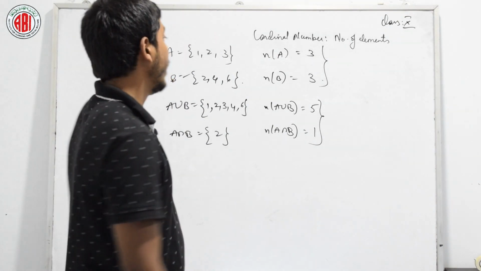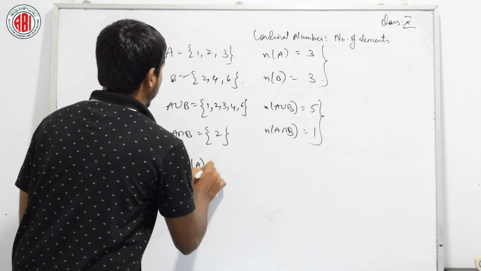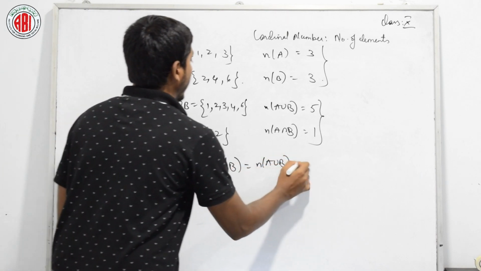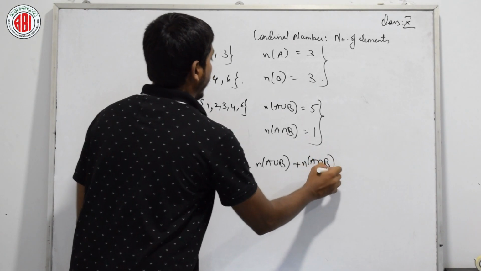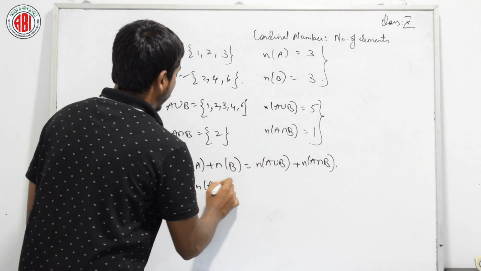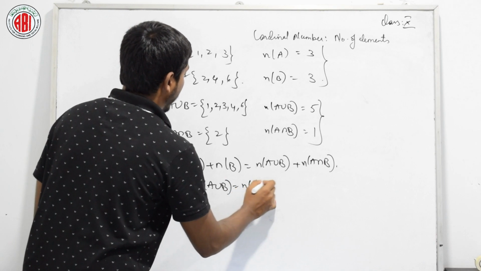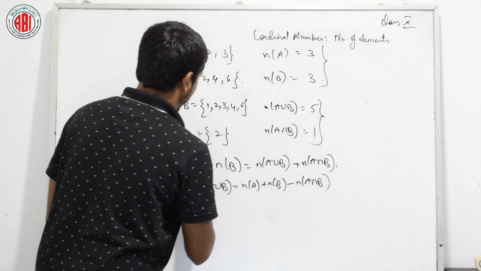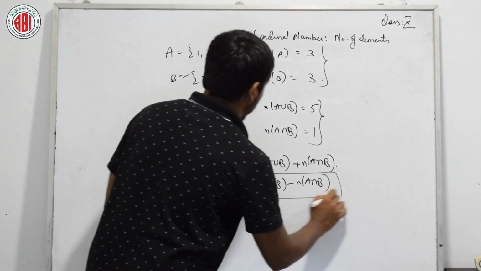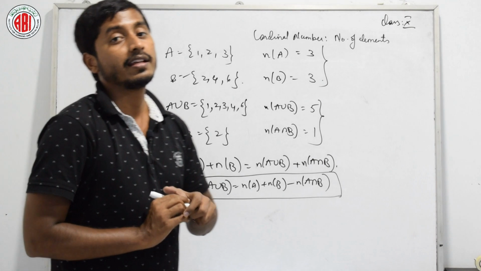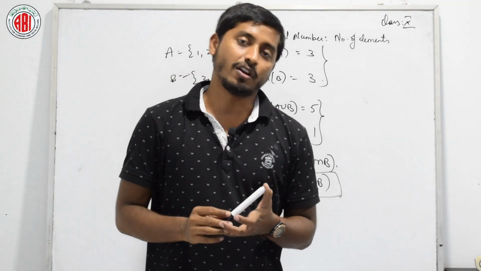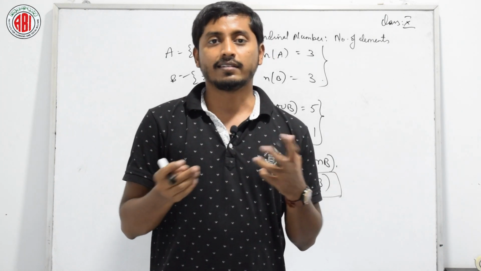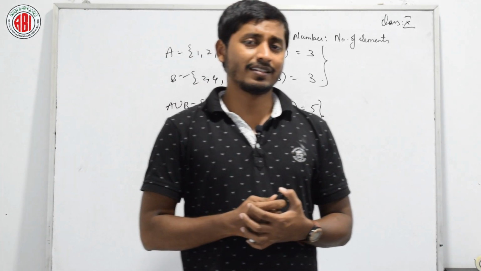Now the relation is given by n of A plus n of B is equal to n of A union B plus n of A intersection B. Popularly it is written as n of A union B is equal to n of A plus n of B minus n of A intersection B. This is one of the most popular formulas to be remembered in this chapter. Is it clear? Now, what all we discussed in this chapter.